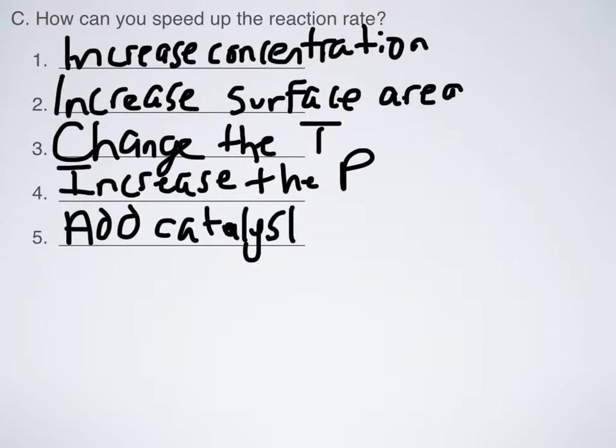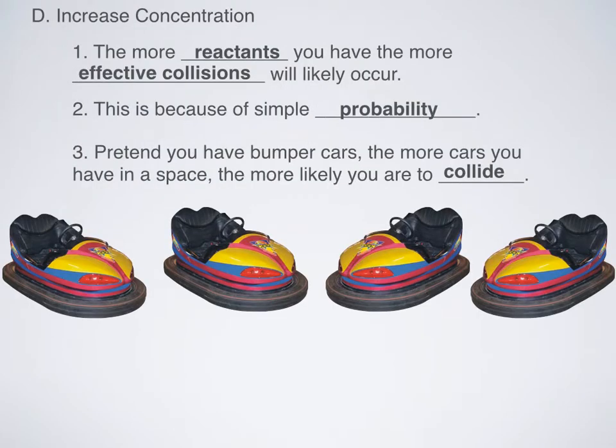Why can't I spell catalyst? Or maybe an enzyme. If I add an enzyme or a catalyst, it will speed up chemical reactions. Let's go through these one at a time. So increasing concentration, that's the first one.